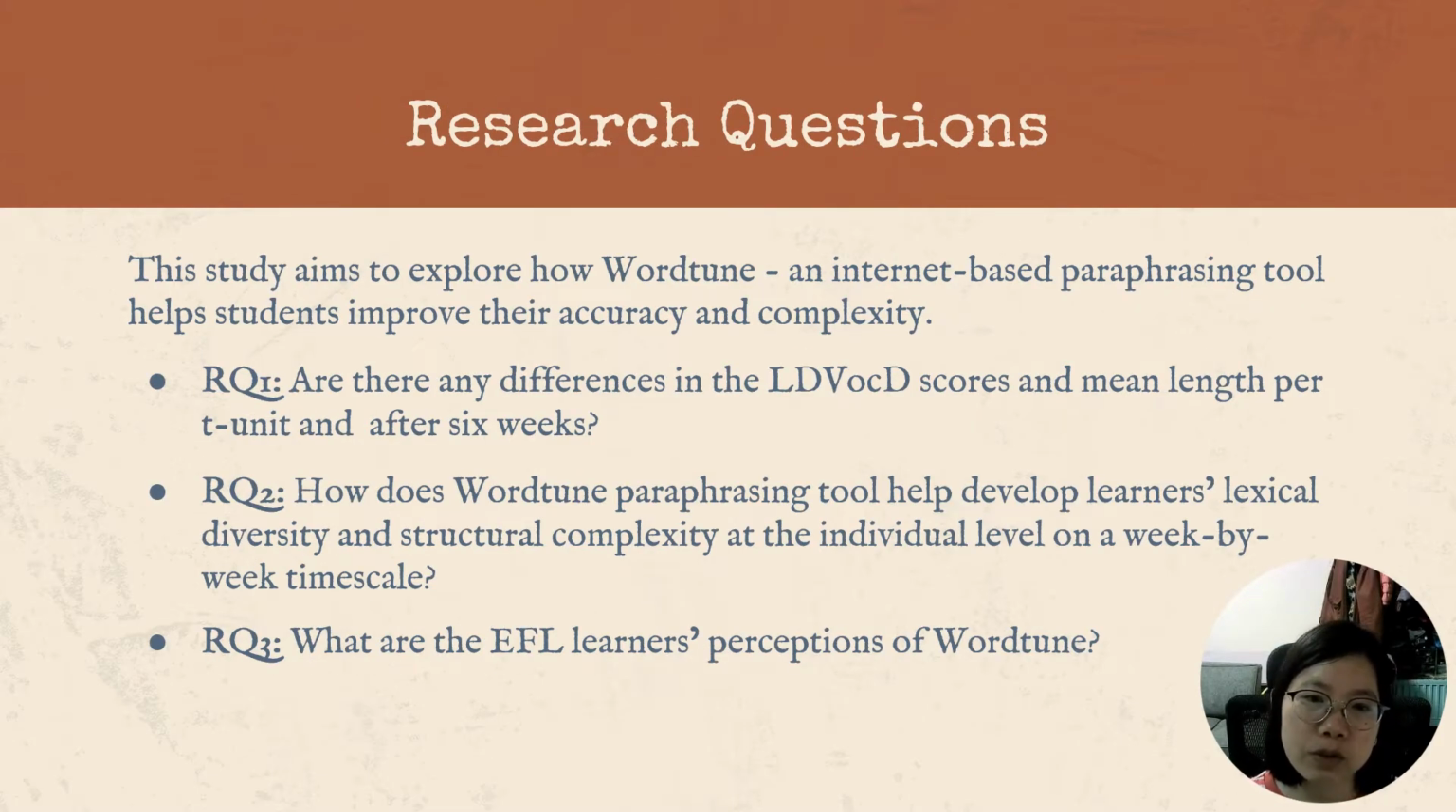In my study, I aim to explore how Wordtune, an internet-based paraphrasing tool, helps students improve their accuracy and complexity. And there are three research questions. First of all, are there any differences in the VOCD scores and the mean length per T-unit after 6 weeks? Question 2. How does the Wordtune paraphrasing tool help develop learners' lexical diversity and structural complexity at the individual level on a week-by-week time scale? And 3. What are the EFL learners' perceptions of Wordtune?